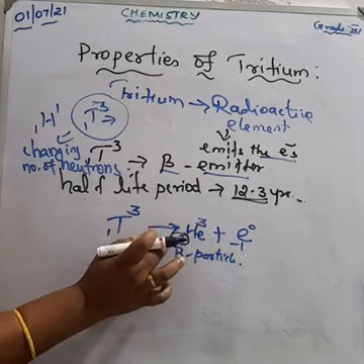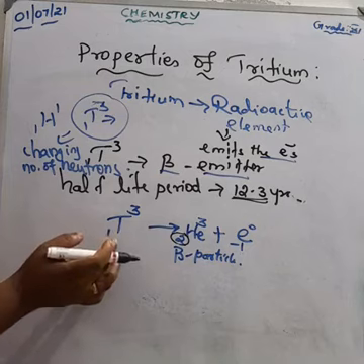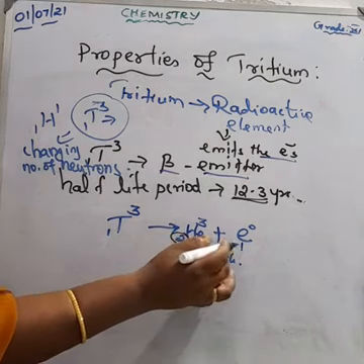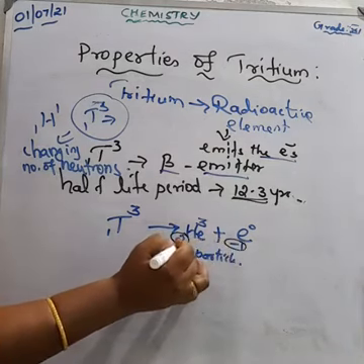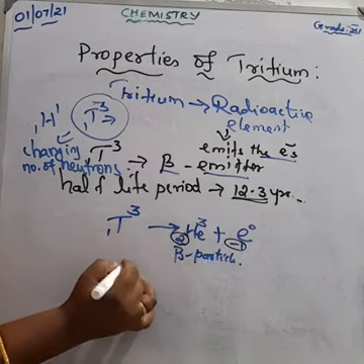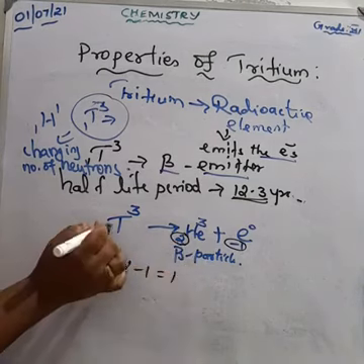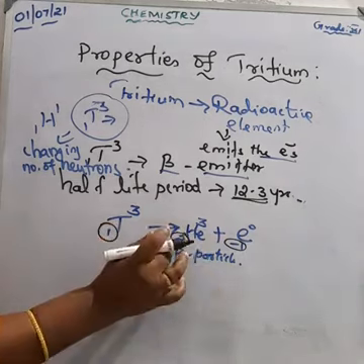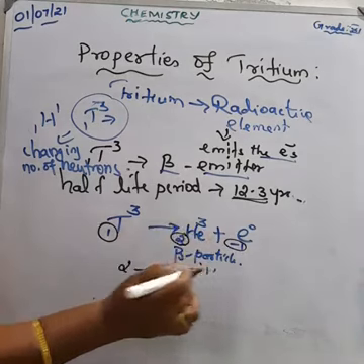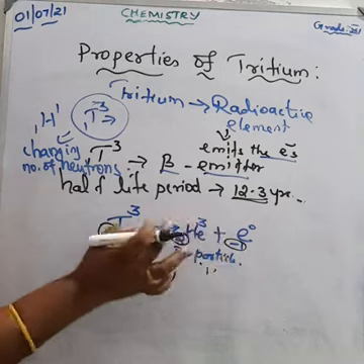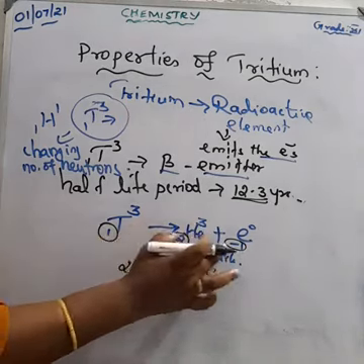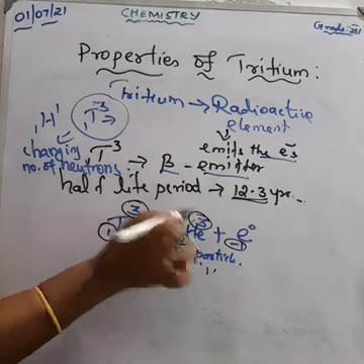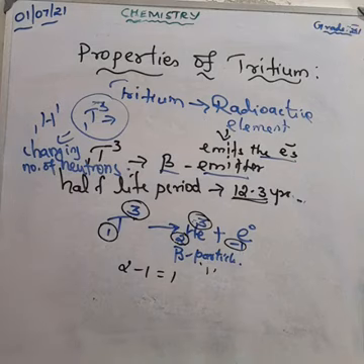How is the atomic number 2 here? When it emits the beta ray, when we subtract the one electron from the helium 2, we get 1. So now we have balanced the number of electrons. The mass number is also the same here. Tritium has mass number 3, helium here also 3. Okay, so it is balanced now.